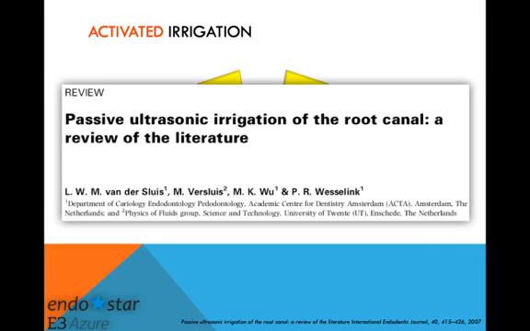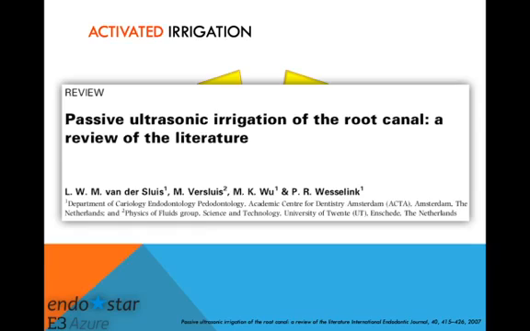Coming to activated irrigation, now literature has shown us that whenever we need to clean the intricacies that are there in the apical third, that is the apical deltas, lateral canals, apical fins, etc., irrigation is the only answer to it. And when it comes to irrigation, activation of that irrigant is a primary requisite.